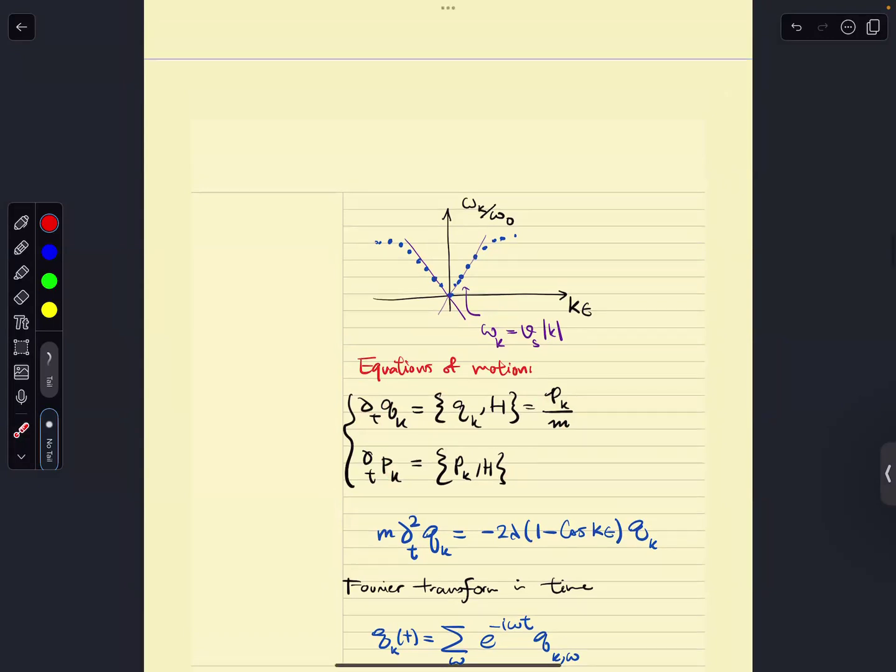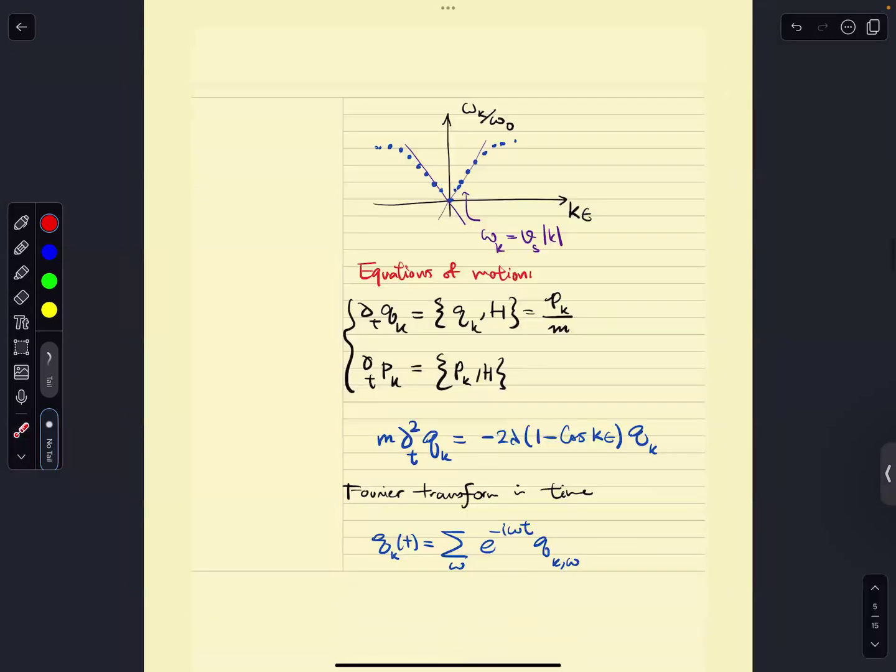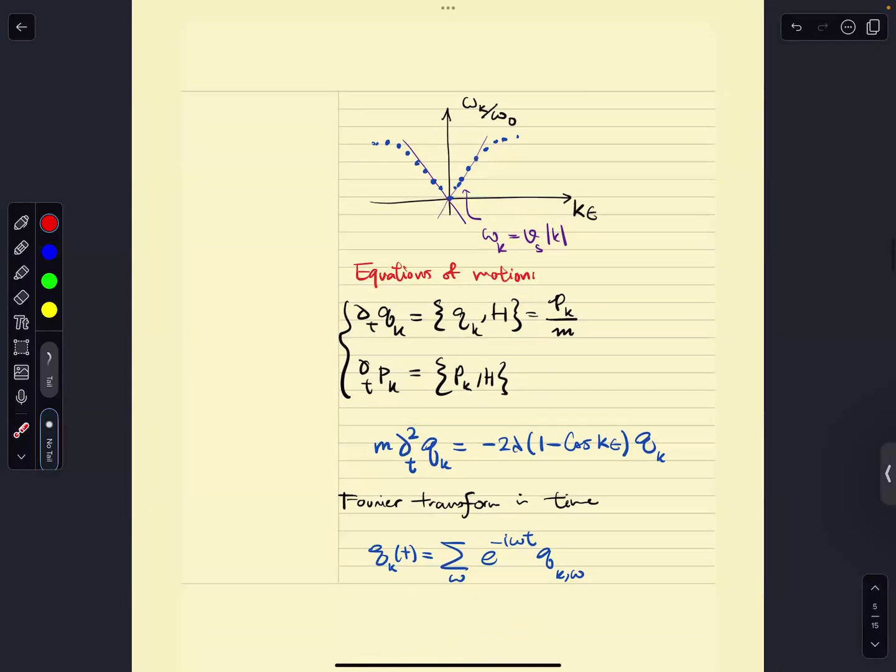So what do they give us? When you try to solve the equations of motion, you find that m times the second time derivative of Q_k is minus 2 lambda, 1 minus cosine k epsilon, times Q_k. It's more natural for me to divide this by m and put lambda over m here. Do you know why?